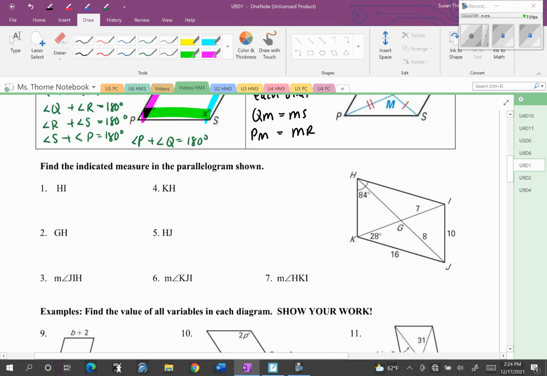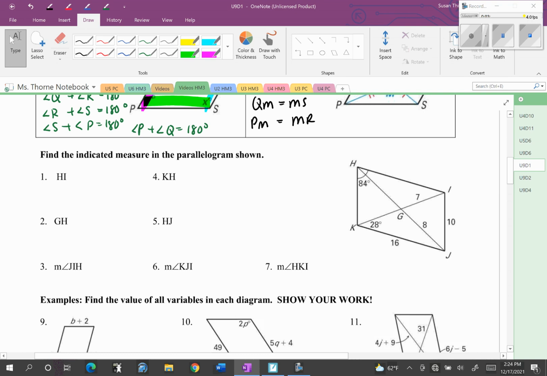So let's do an example. It says, find the indicated measure in the parallelogram shown. So here we have parallelogram HIJK. So for this, we want to find HI. So HI would be this distance here. So HI, we know, is equal to the one that it's parallel to, which is KJ. So that means that this is equal to 16. So we have 16 here. Then KH, so KH we know is parallel to IJ, so therefore this is equal to 10.